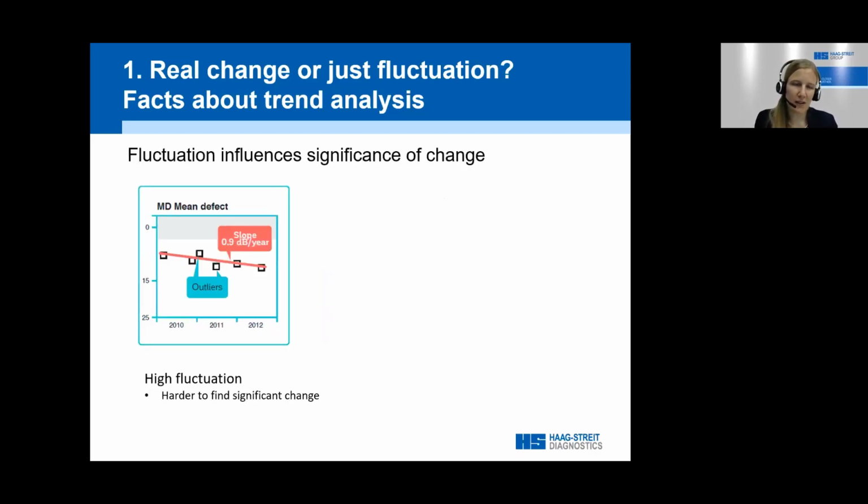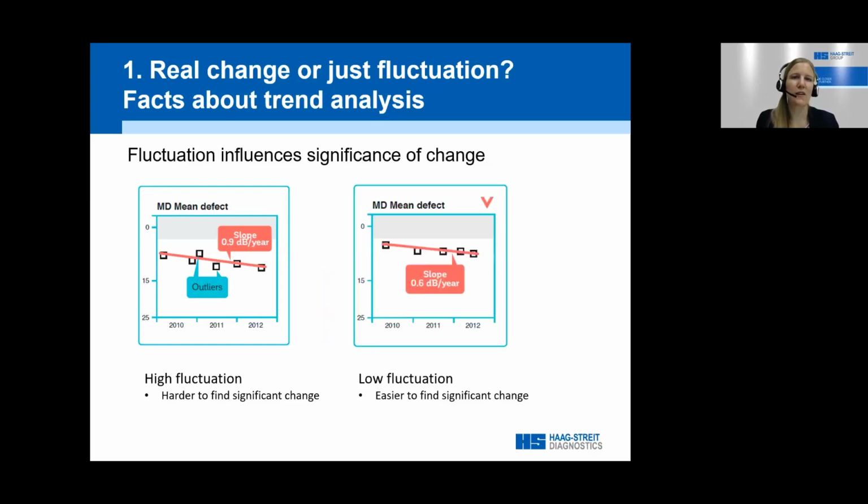The second one is that the more your data fluctuates, the harder it is to find change. You see this case with a relatively steep slope of 0.9 decibel a year, but statistically the change is not significant. And you see this much more reliable data set and it actually becomes significant. So it really pays, when working with visual field data, to have good practice in performing the test. It will allow you to find progression much earlier.